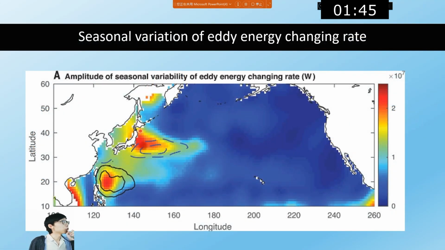Then there are two regions. The two regions show the strong seasonal variation of the decay rates of eddies. Both are near the western boundary of the Pacific Ocean. One is located at the east of Taiwan, which is in TC active regions, and the other one is located in the Kuroshio extension regions.